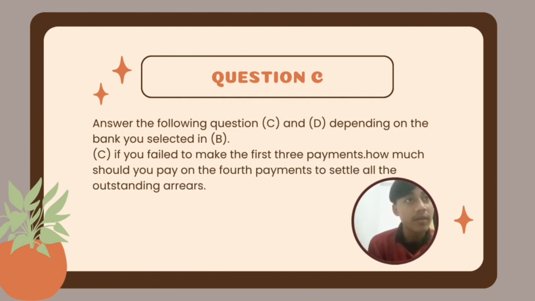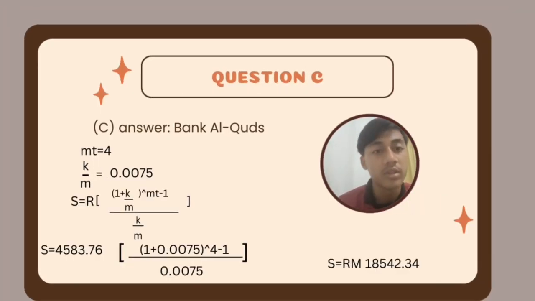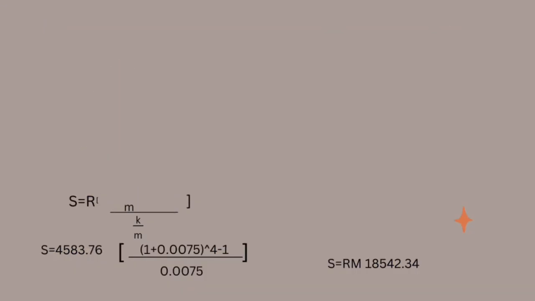C. If you fail to make the first three payments, how much should you pay on the fourth payment to settle all the outstanding arrears? The answer is for Bank Al-Quds. MT equals 4, K over M equals 0.0075. So, the formula is S equals R, bracket 1 plus K over M, bracket, to the power of MT, minus 1, and divide by K over M. So, S equals 4,583.76, bracket 1 plus 0.0075, bracket, to the power of 4, minus 1, and divide by 0.0075. So, the answer is RM80,542 ringgit 34 sen.